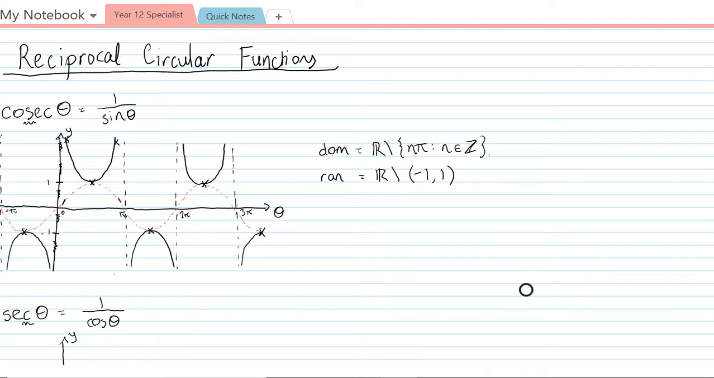So the one here would be x equals pi. The next one would be x equals 2 pi, x equals 3 pi, and so on. And also back over here, x equals 0 and x equals -pi. So really important that we label those features. But yeah, that's all the features of the graph.